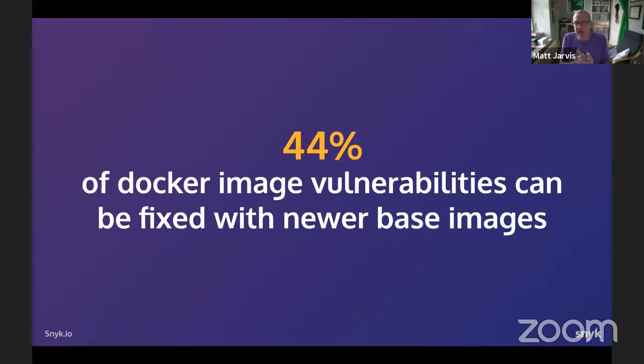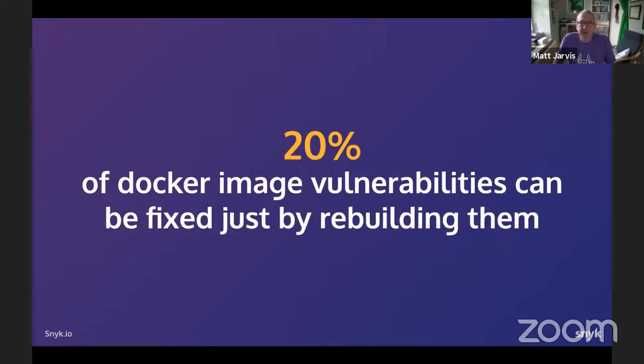And fixing, especially container image vulnerabilities, usually isn't very hard. Over 40% of Docker image vulnerabilities can usually be fixed by upgrading the base image. And around 20% can be fixed just by rebuilding them. A lot of containers will do some kind of upgrade during the build process based on the instructions in the Dockerfile.